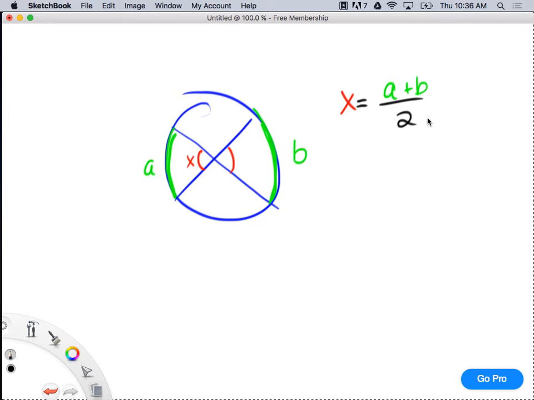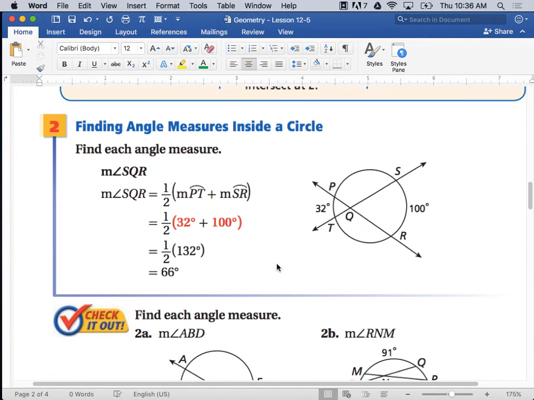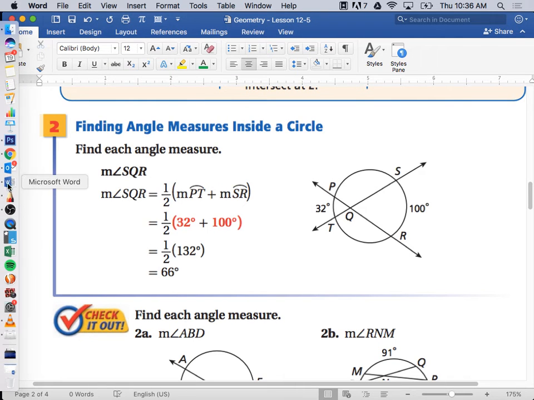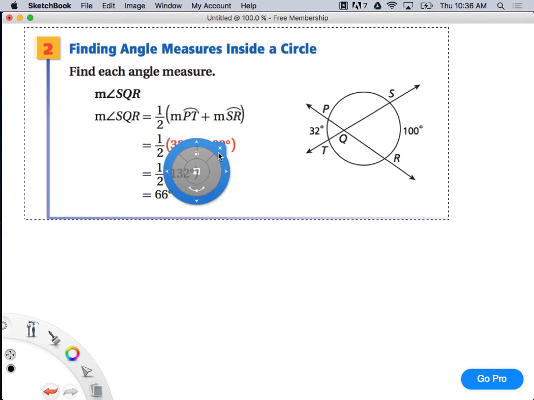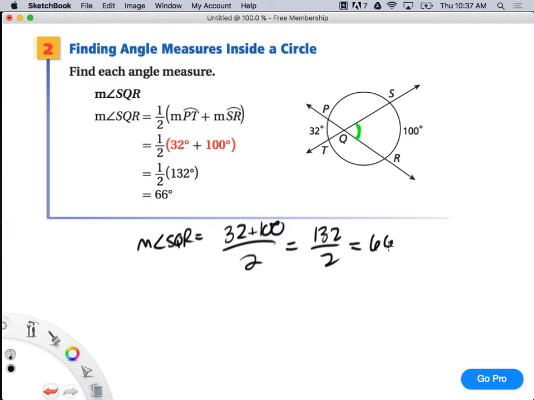Okay. Let's take a look. None of these whatchamacallits will be there during the quiz, so we'll just have to remember them. So let's take a look at the example. In this example, it's asking for angle SQR. That's this one right here. You see that? That's angle SQR. Well, I know that this angle is equal to that angle, right? So these are both the same because they're vertical. So the measure of angle SQR is equal to the average of 32 plus 100. Simple as that. 32 plus 100 over 2 is 132 over 2, which is 66 degrees. You see? Simple as that. Okay?